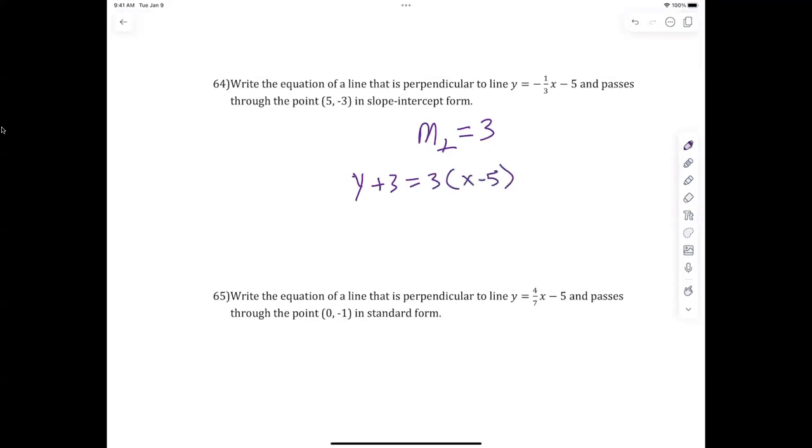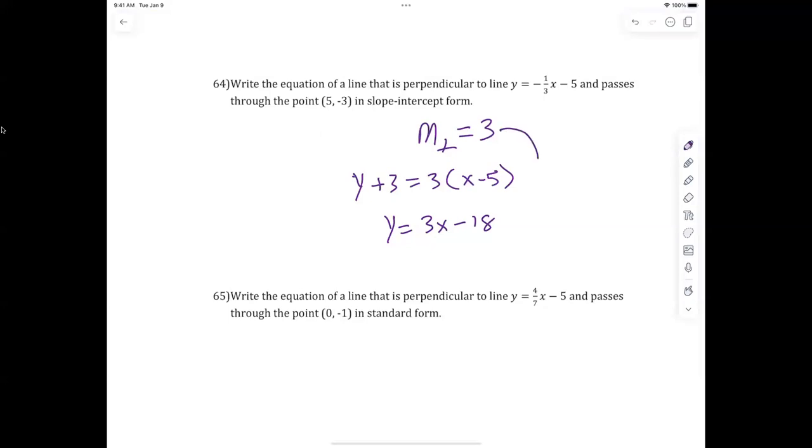How easy that is. All right, now we're just distributing, correct? And solving for y. Y equals, distribute. 3x minus 15, but then we what? Minus 3, so it'd be minus 18.